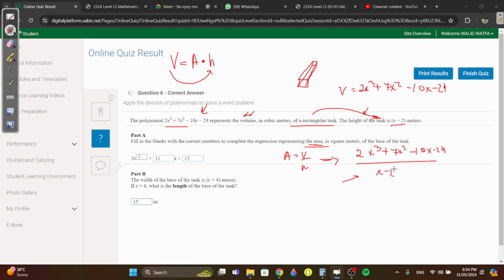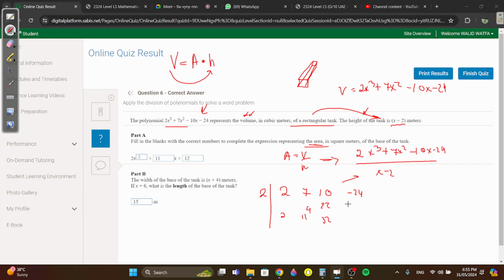How can we divide this? We can use synthetic division. Put the opposite of minus 2 out, so it's going to be 2. Now arrange your coefficients. 2, 7, 10, minus 24. Take your 2 down. 2 times 2, 4. Combine 7 plus 4, 11. 11 times 2, 22. 10 plus 22, 32. 32 times 2.